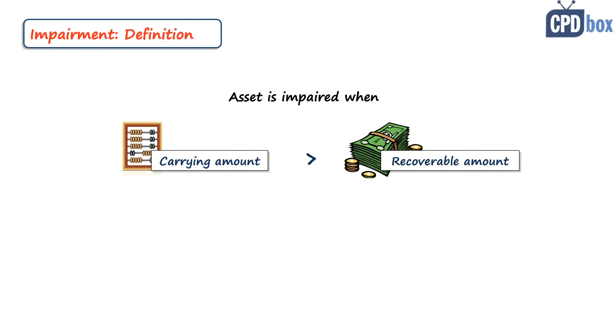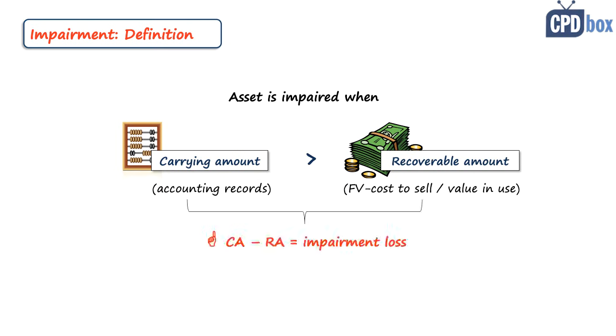An asset is impaired when its carrying amount exceeds its recoverable amount. And carrying amount is an amount at which an asset is recognized after deducting any accumulated depreciation and amortization and accumulated impairment loss. So that's what you see in your books or accounting records. Recoverable amount represents a higher of asset's fair value less cost to sell and value in use. So if carrying amount is greater than recoverable amount, the difference between the two is impairment loss.